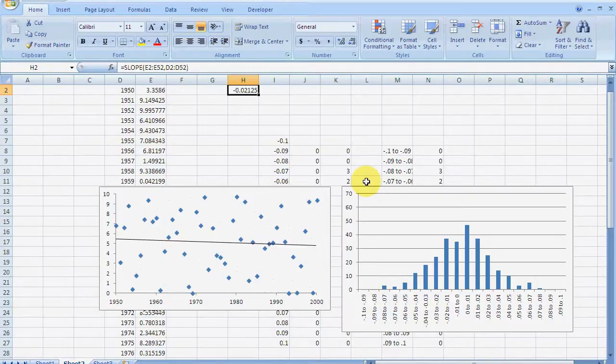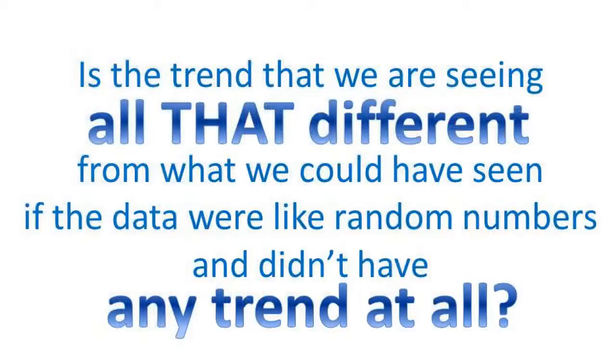So, when we compute the trend in a data set, we need to compare it to the distribution of trends that are found in random numbers. Our trend that we are going to find is not going to be zero. Therefore, the question is: is the trend that we are seeing in the data all that different from what we would be seeing if the data were like the random numbers and didn't have any trend at all?